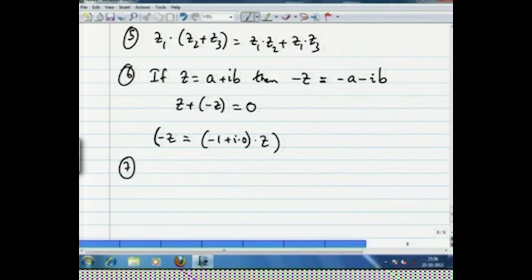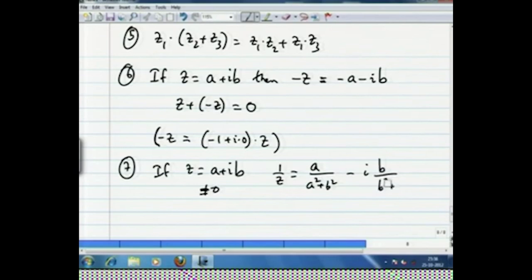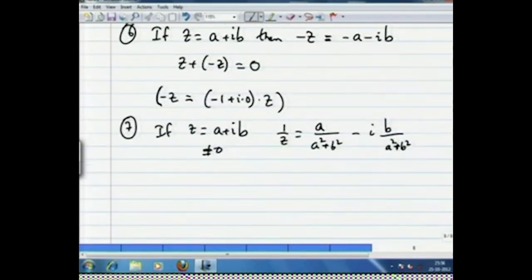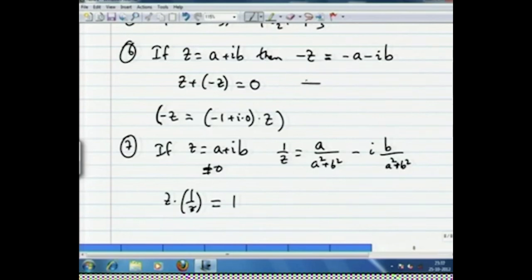And then the seventh one: if z is a plus ib, and z is non-zero, then 1 by z is the complex number a by (a squared plus b squared) minus i times b by (a squared plus b squared). So, it is the division of the complex number 1 by the complex number z, and then z times 1 by z is equal to 1. So, these are inverse properties. There is an additive inverse and a multiplicative inverse for non-zero complex numbers. Additive inverse exists for any complex number and multiplicative inverse exists for non-zero complex numbers.